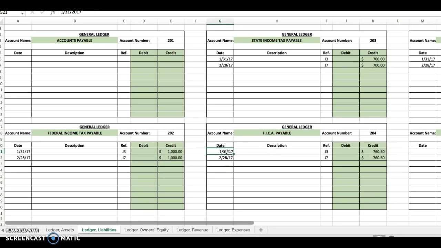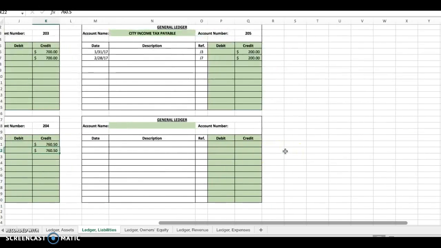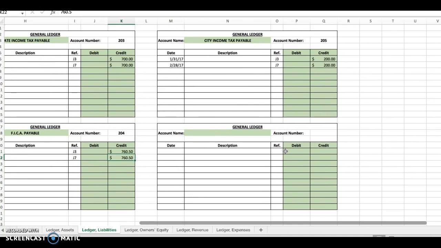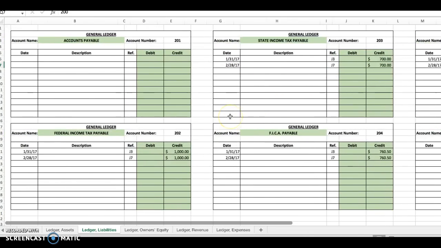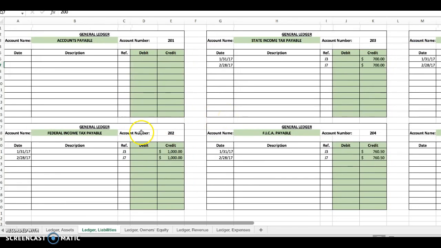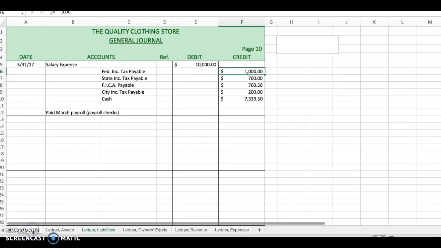And again, in January and February, we made those two entries, again $760.50. And if I can scroll over to the right, we have city income tax payable, same way. January and February, we had those two credits from those salary expense entries.